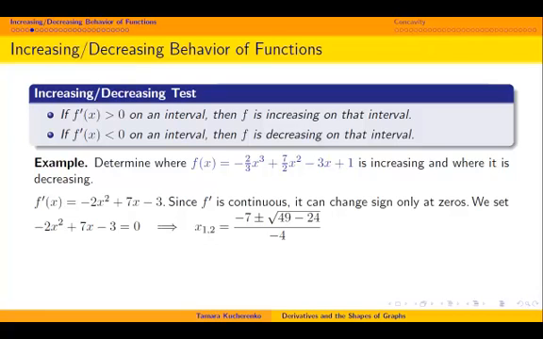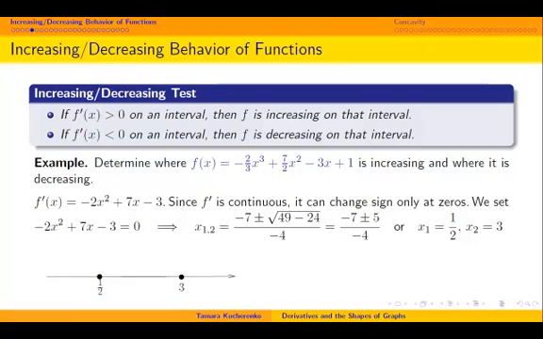x1 and 2 equal negative 7 plus minus square root of 49 minus 24, divided by negative 4, equal negative 7 plus minus 5 over negative 4. x1, the smaller root, is 1/2 and x2, the larger root, is 3. These 2 points divide the real line into 3 different intervals: from negative infinity to 1/2, from 1/2 to 3, and from 3 to positive infinity.